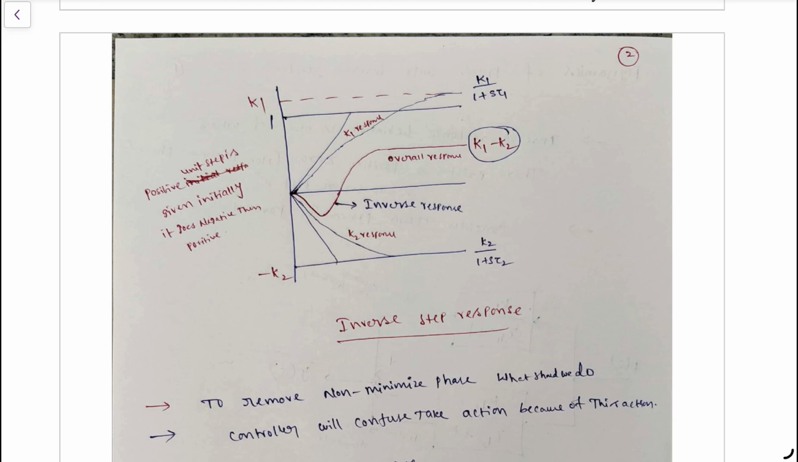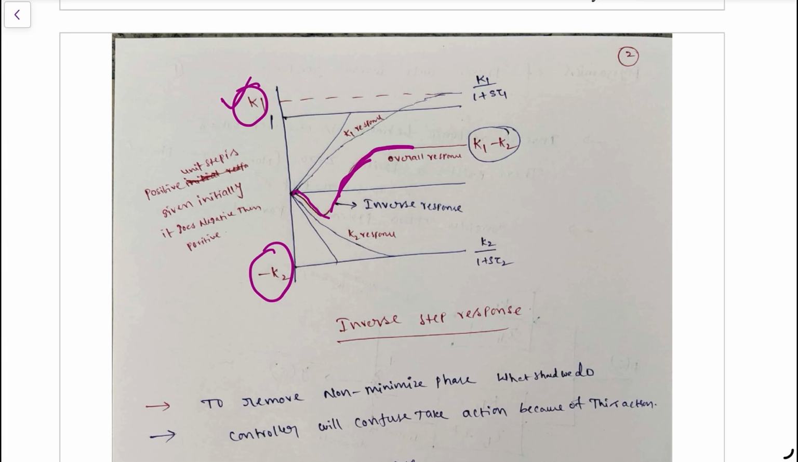These are two individual responses. One is the positive branch, which moves upward toward K1. The negative branch, minus K2, moves downward. When these are added, initially the negative branch dominates, so the output dips downward first. Later the positive branch dominates, so the final output rises upward. The total, the red curve, shows the inverse step response.